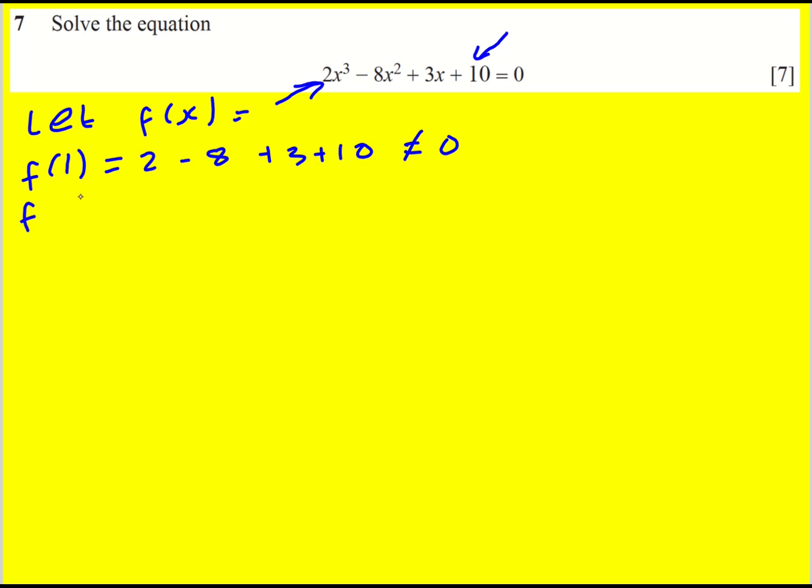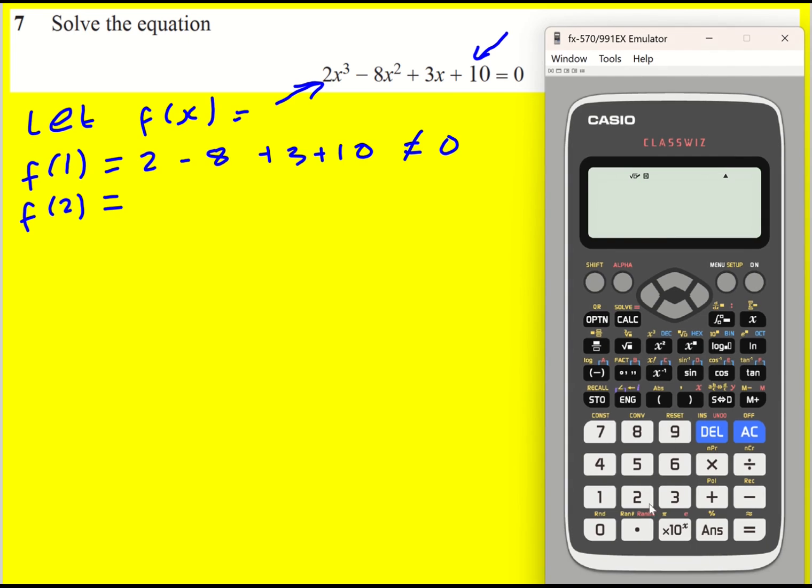Could try f of minus 1. I think I'm going to go with, I'd like to do the first few positive ones, to be honest. Definitely going to enlist my calculator now. So 2 times 2 cubed minus 8 times 2 squared. To be honest, if it doesn't work, I'm not even going to write it down. Sorry, a few little mistakes there, but it's okay.